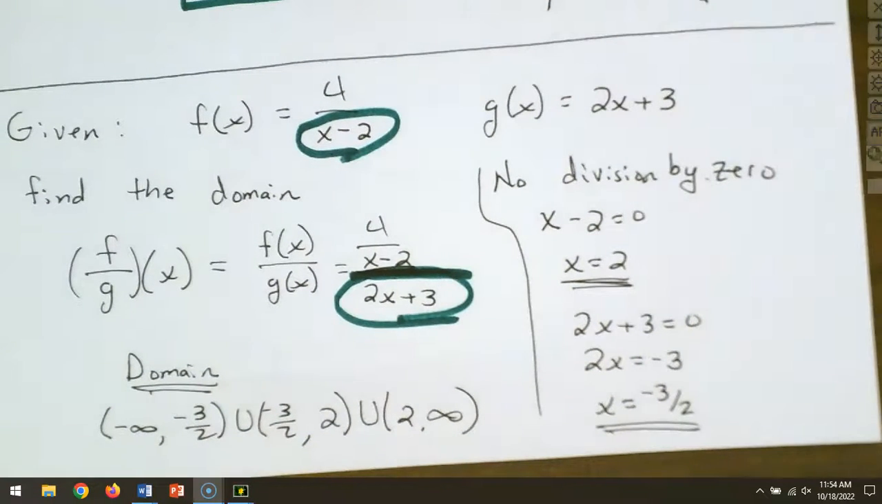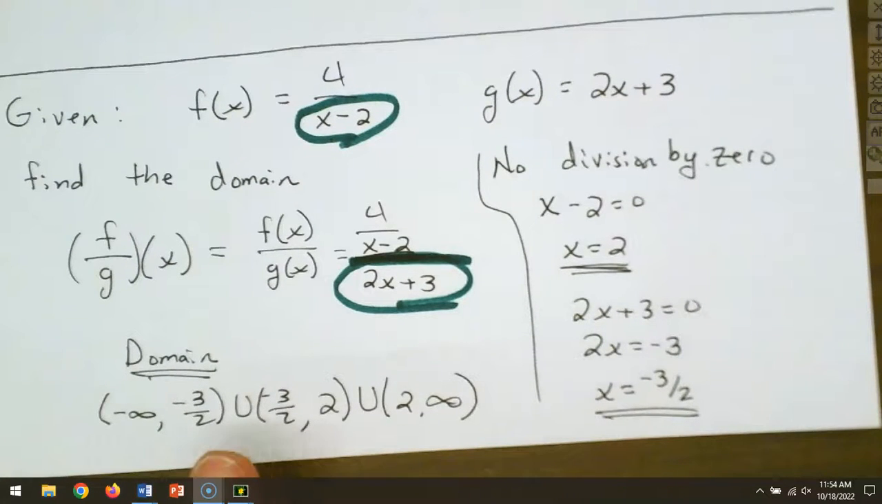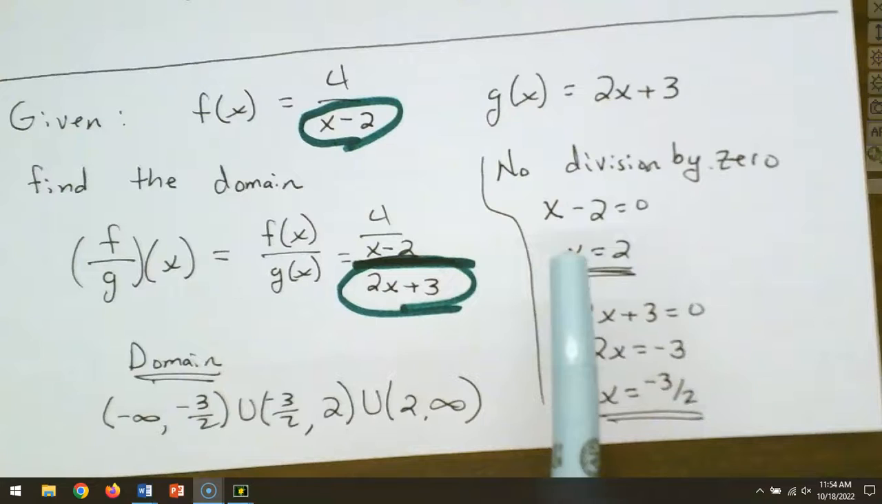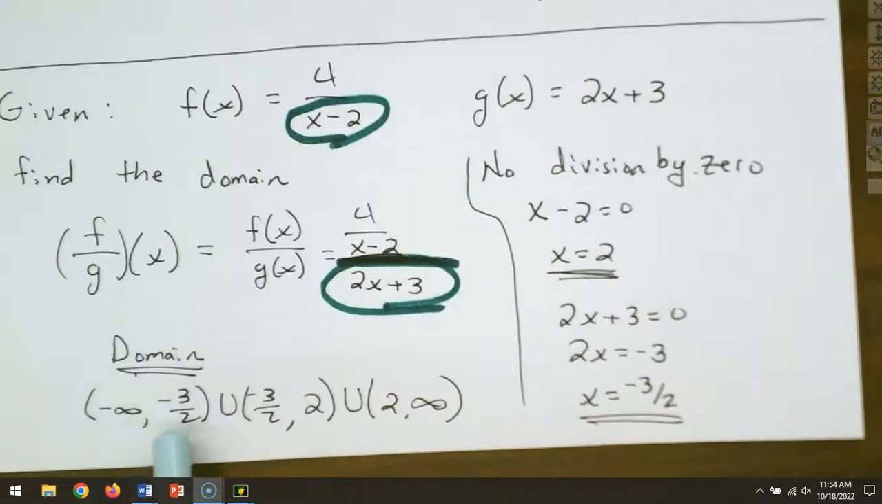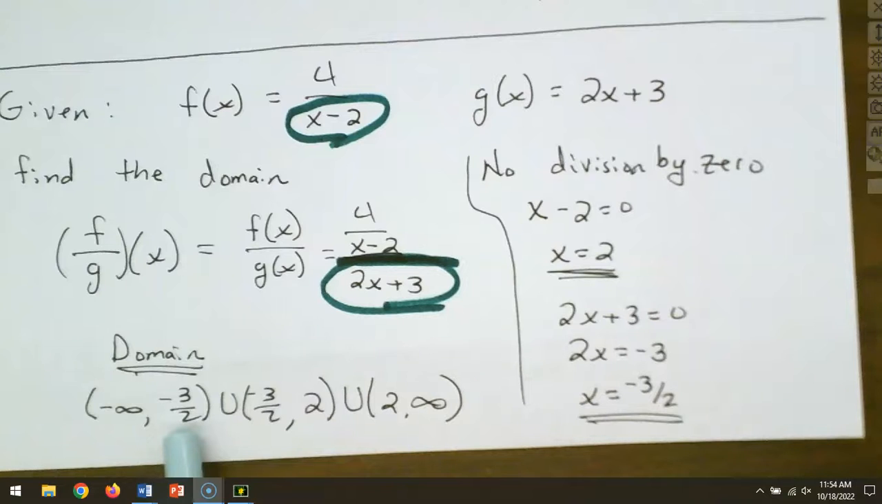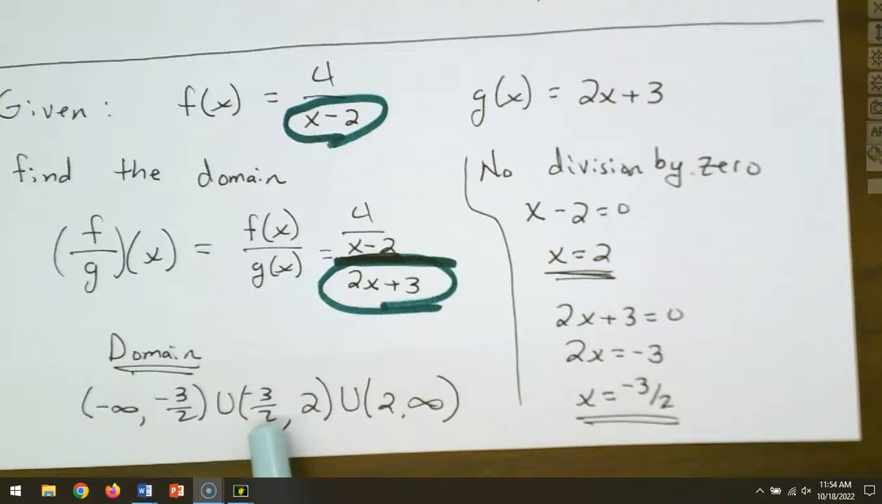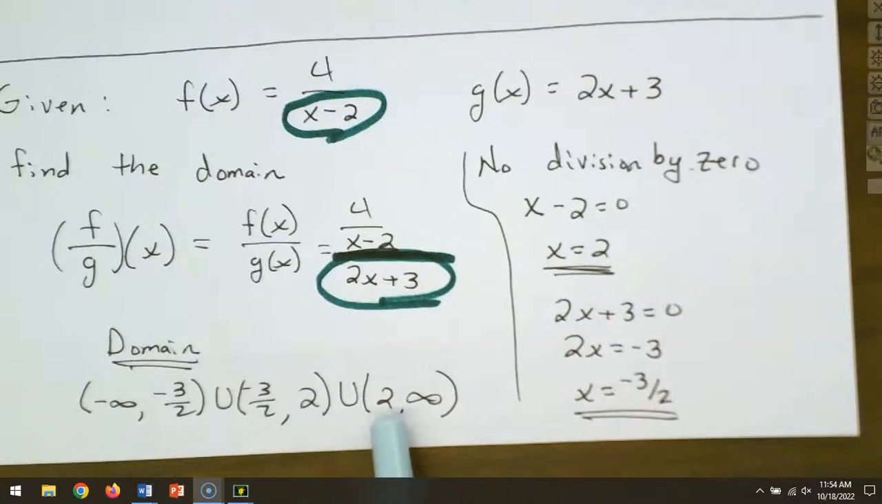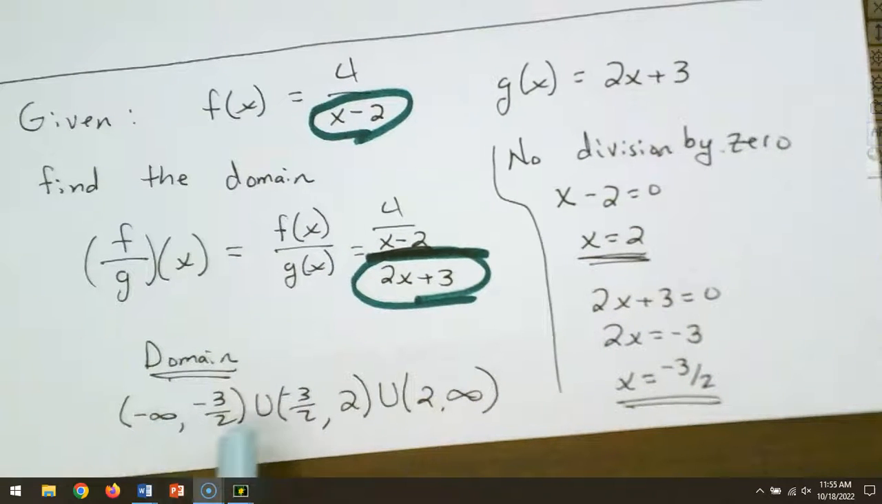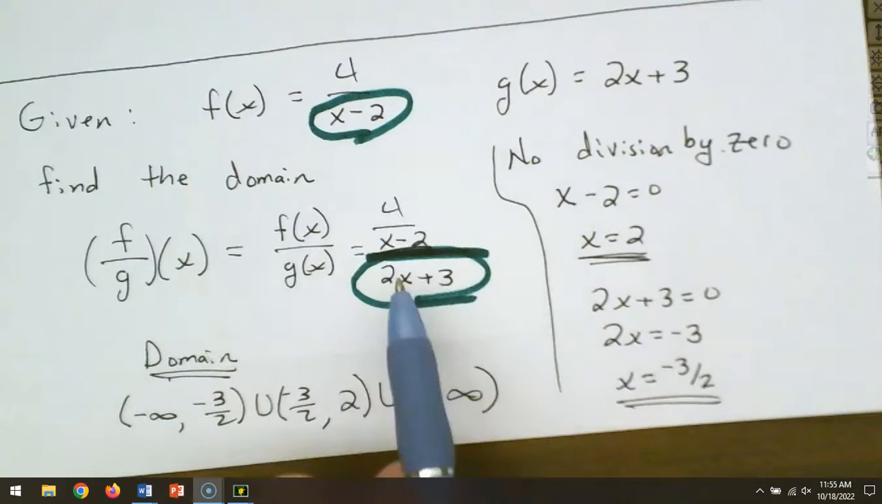Now let's talk about what that means. This means every number will work except for what 2 numbers? Minus 3 halves and what? Positive 2. So I write it out like this because every number works up to minus 3 halves. Every number works after minus 3 halves to 2. Right? 2 doesn't work, and then anything bigger than 2 also works. So this is the way we write it up into the 3 parts. Where did they come from? Division by 0.